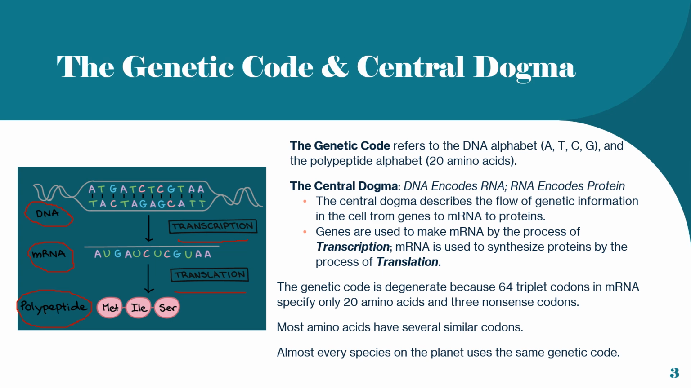Now the genetic code is what we call degenerate because 64 triplet codons in mRNA, messenger RNA, specify only 20 amino acids and 3 nonsense codons. So in the next couple of slides, we're going to talk about a lot more of this in depth, including codons. And it says here, most amino acids have similar codons, and almost every species on the planet uses the same genetic code.